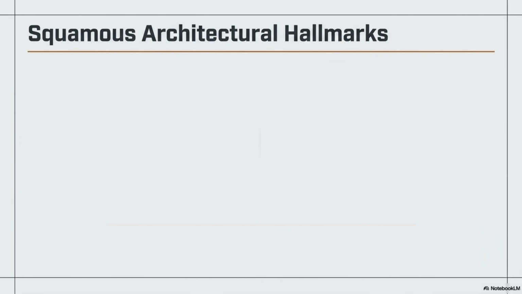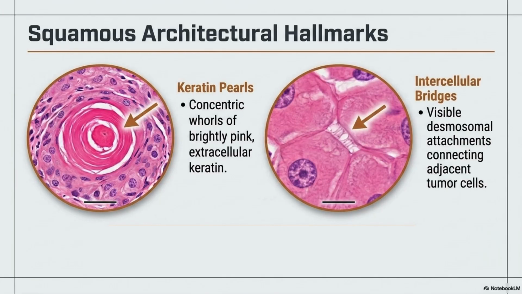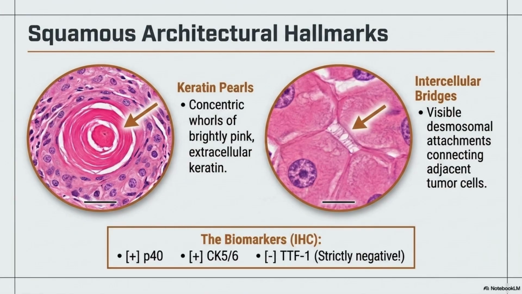Under the microscope, squamous cell carcinoma has two architectural hallmarks you cannot miss. First, keratin pearls, which are concentric whorls of brightly pink extracellular keratin. Second, intercellular bridges, which are visible desmosomal attachments physically connecting the adjacent tumor cells. For your biomarkers, these tumors will be strongly positive for P40 and CK5/6 and strictly negative for TTF1.